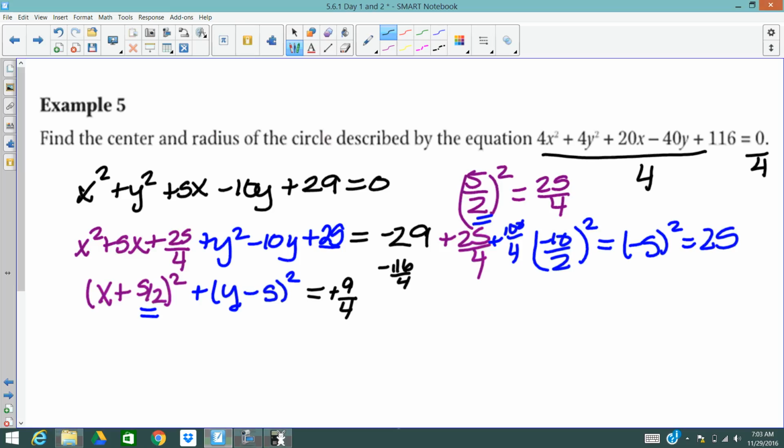So now let's identify our center and radius. So our center has the coordinates negative 5 halves, 5, and our radius is 3 halves when we again take the square root.